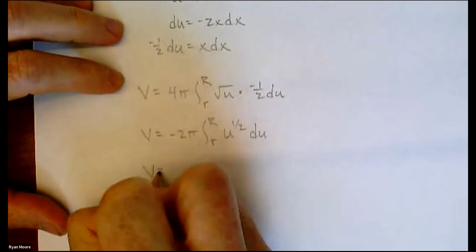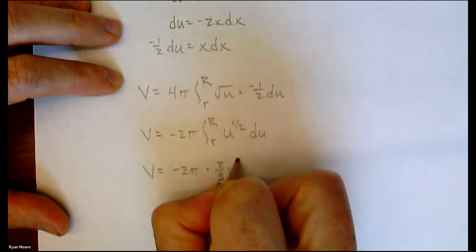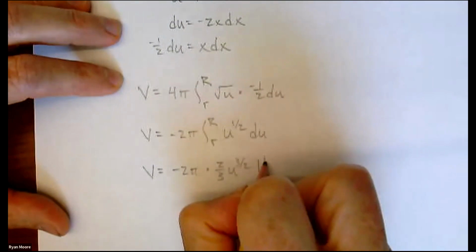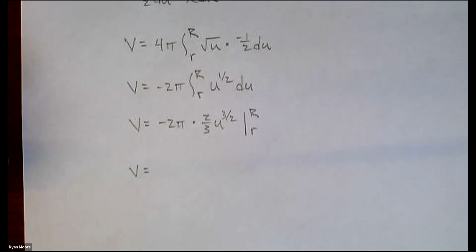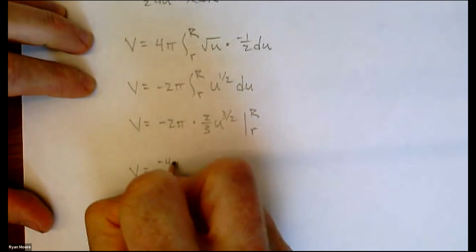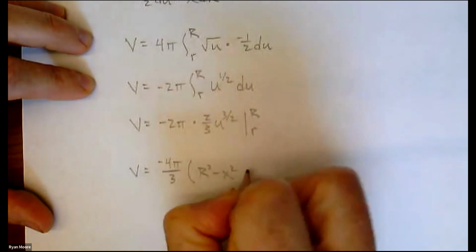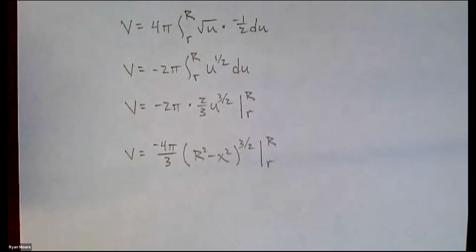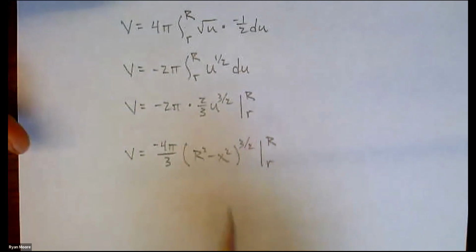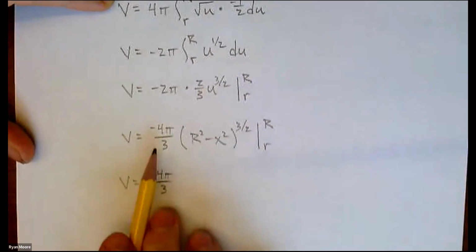Then we're really in business. The antiderivative is 2/3 u to the 3/2 from little r to big R. Okay, then I'll simplify: negative 4 pi over 3, and put the u back in. It was capital R squared minus x squared to the 3/2. And we still have to plug in little r and big R. Looks good. Okay, let's do that. We're almost there. Keep this out front.